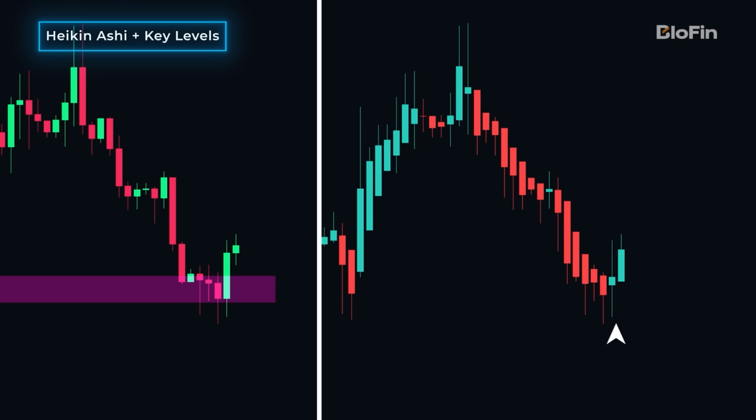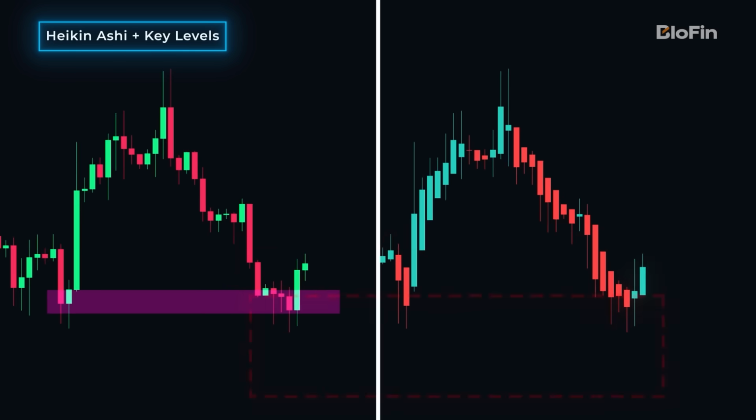After that, the candles started turning green, and we can see one without a lower wick. This further confirms that the momentum has shifted from a downtrend into an uptrend. Now, remember what I said earlier in the video. It's better to enter a trade when the Heikin Ashi candle's body is still small, because it shows that the trend is still early. And that's exactly what we're seeing here.